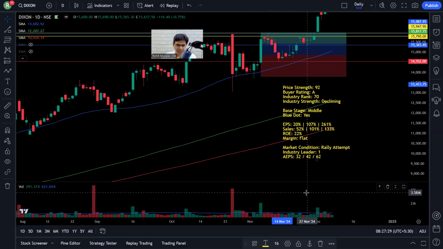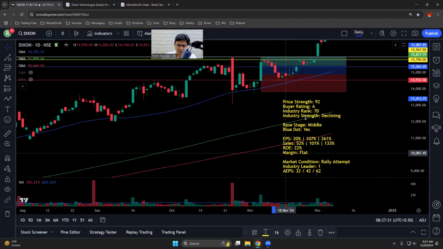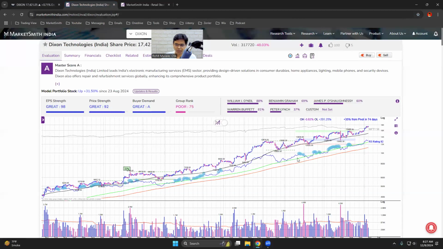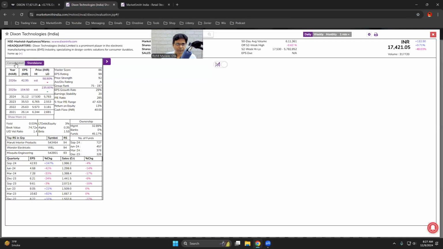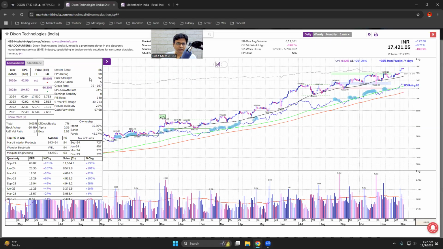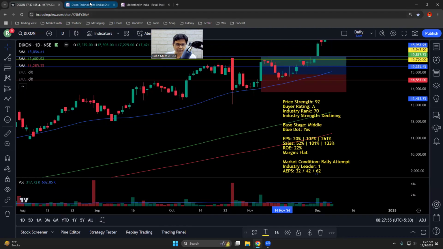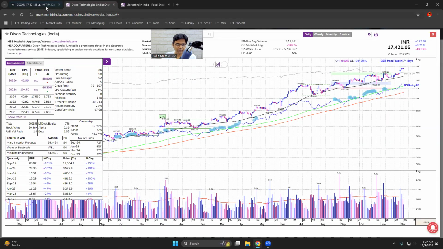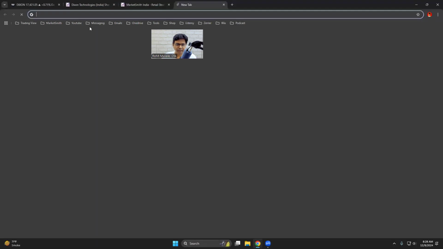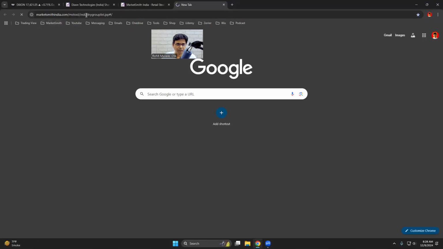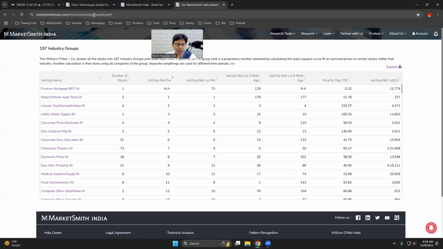Now, for those beginners, if you don't know where to get this data, you go here, click on consolidated. This is where you get the comparative analysis data. Here on the chart, you will get the technical analysis, the blue dot and the early stage, late stage. To check the industry rank, these three you will get here. Then improvement in industry strength, that you will get here. You go to this link, take a screenshot, go to this link.